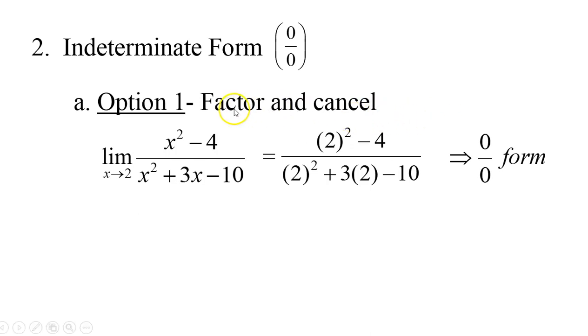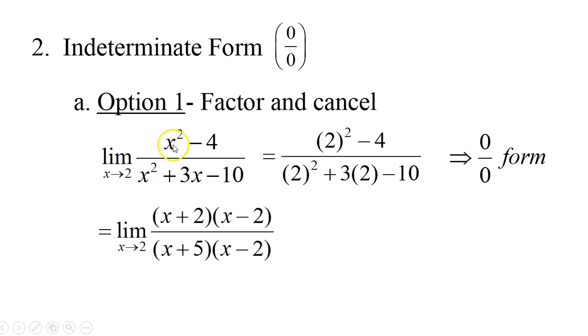We're going to try the factor and cancel method. Again, this works great if you can factor, number one, and if you get an indeterminate answer. So I'm going to keep my limit at 2, and I'm going to factor this difference of squares, x squared minus 4, which factors as x plus 2 times x minus 2. The bottom, x squared plus 3x minus 10, factors as x plus 5 times the quantity x minus 2. And you'll notice, coincidentally, the x minus 2's are going to cancel.